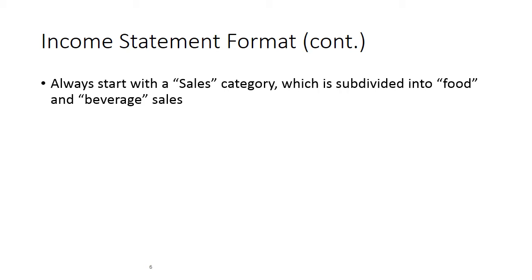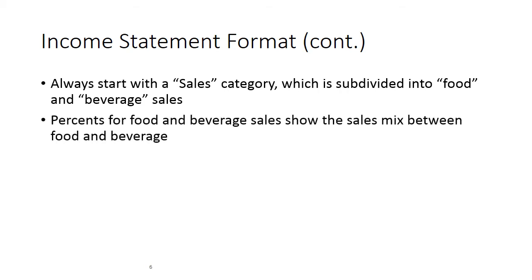The examples in this book are going to be strictly restaurant examples, so we only have two different sales generators or profit centers, and that's food and beverage. But know that no matter what your facility is doing, you could have catering sales, you could have room rental sales, you could have all different ways to get that profit and get that revenue coming in other than food and beverage. But for this example, we're going to stick with food and beverage as the only thing that are bringing money into our establishment. Okay, so percents for food and beverage sales show the sales mix between food and beverage.